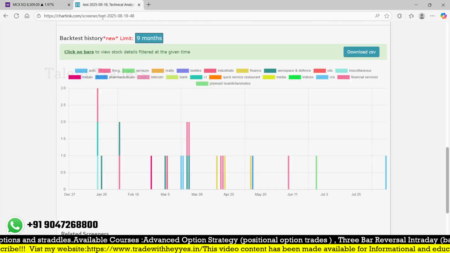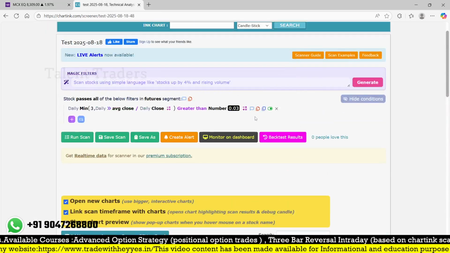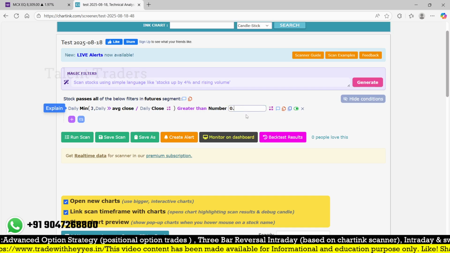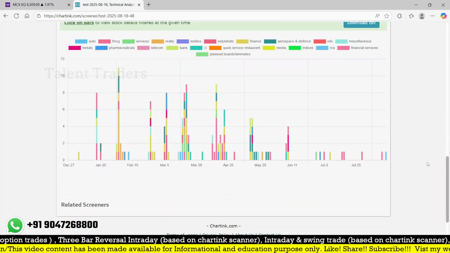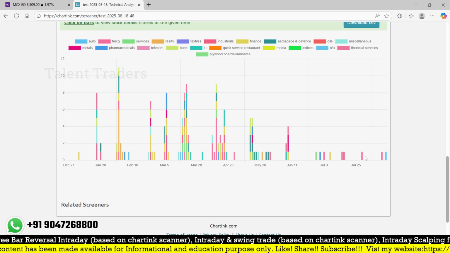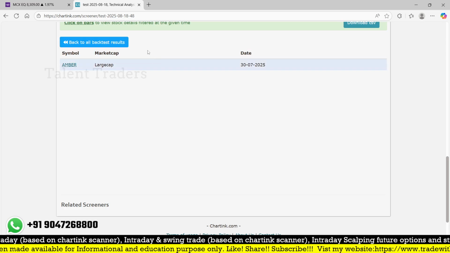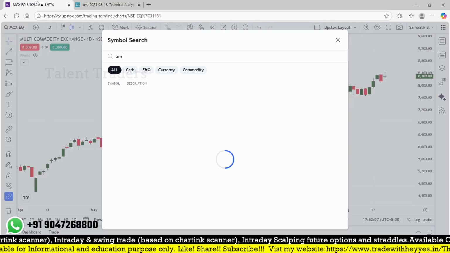If I'm going to check three consecutive days at 2%, you have to change the value here to 2% for consecutive change. So we got a better number of stocks. Maybe here recently, Amber at a 37.